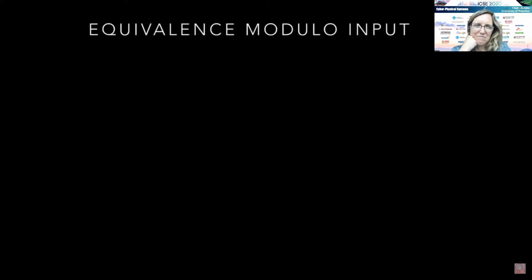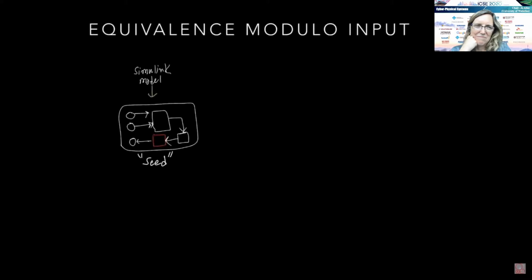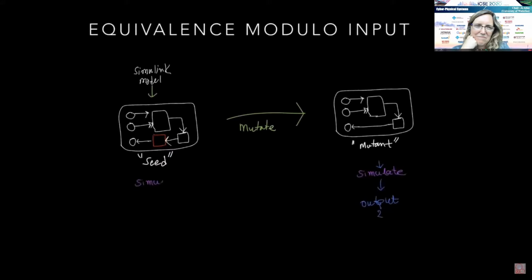We use EMI, short for Equivalence Modulo Input, which takes a Simulink model, known as the seed, and automatically creates a mutant such that they are functionally equivalent when we compile and simulate them in Simulink for some input I common to both.